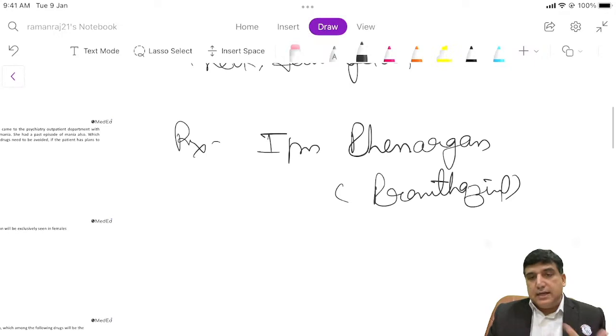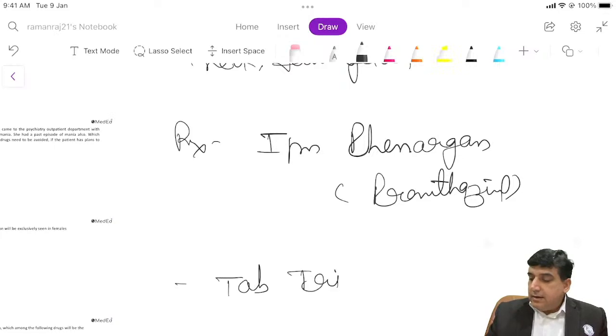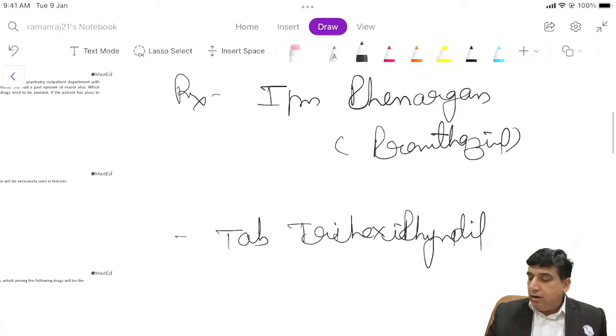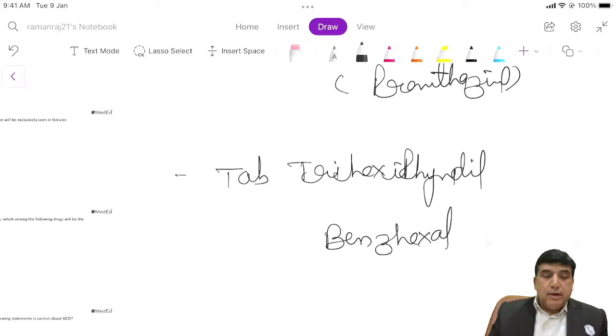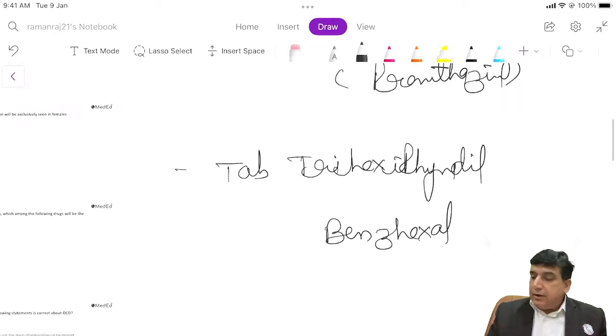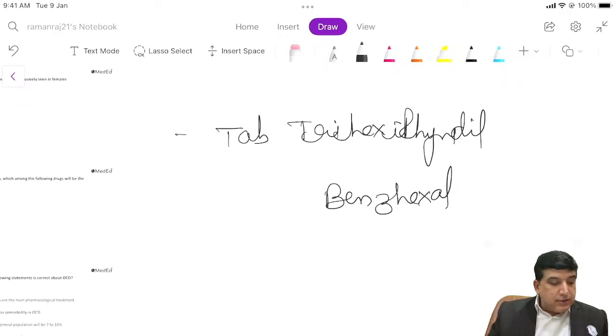Apart from that, it's injectable. If they ask in tablet form, we give the tablet trihexyphenidyl or benzhexol. So trihexyphenidyl or benzhexol we give. So in this MCQ the answer will be IV promethazine. The answer is B for Bombay.